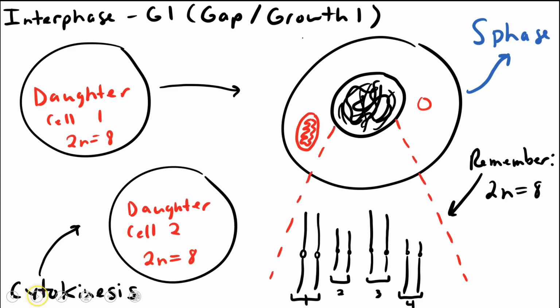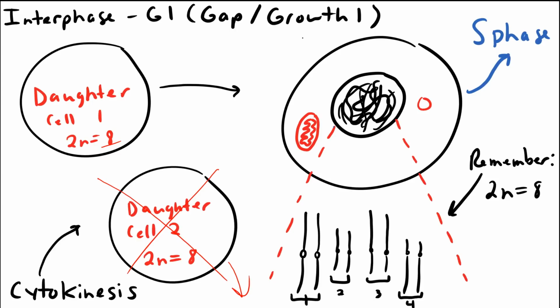Okay, so let's get into the process here. It all starts with interphase, G1 in this particular picture. We're going to follow the path of only one of these daughter cells. So you make two, and this one would go into its own pathway, its own G1. We're going to follow the path of one cell here. If your 2N is 8, that means you have 8 chromosomes in total in this diploid cell.